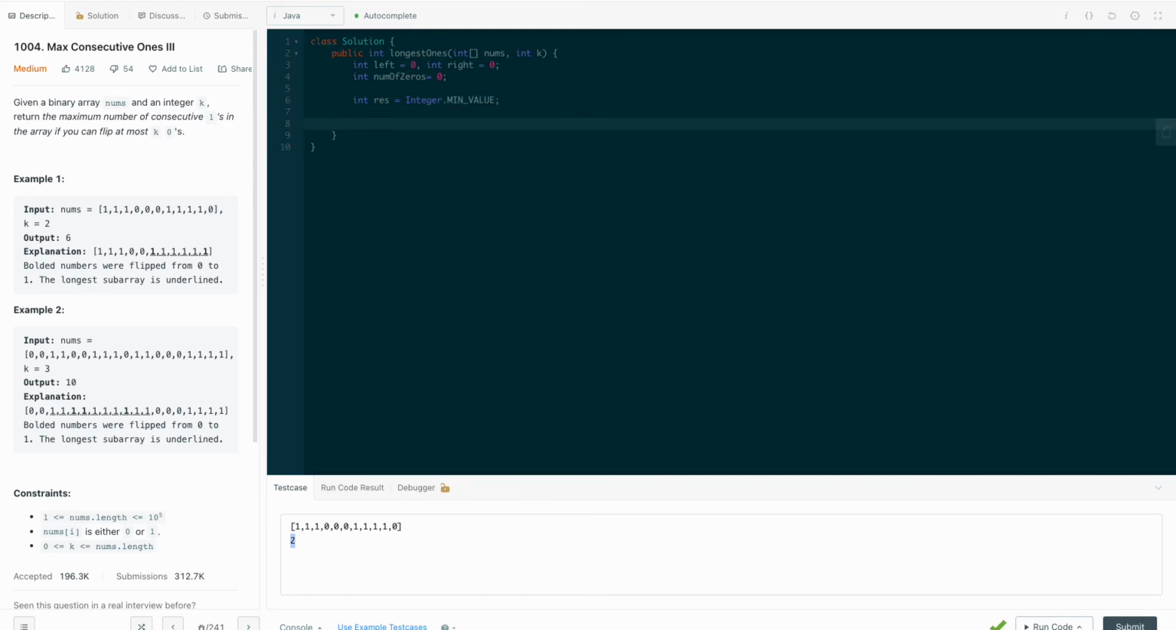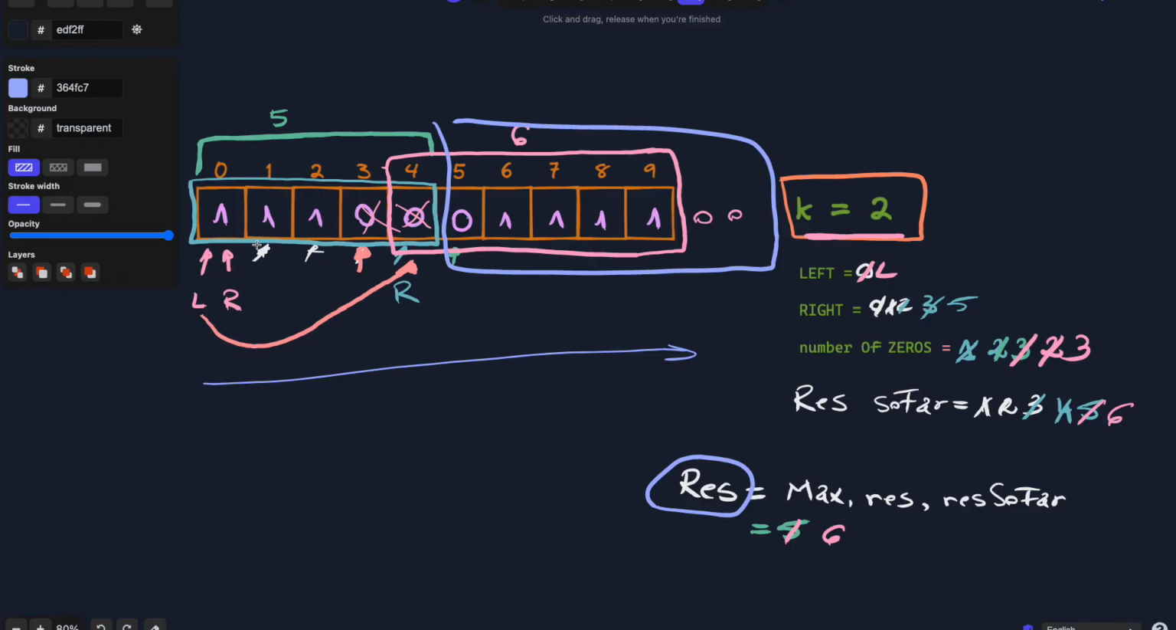Nice. So right now we know we need to traverse the whole array. So we could say while our right pointer is less than nums length, we need to do some processing right here, right? So we're gonna check first if nums of right is equal to 0. Then what we're gonna do is increment our num of zeros, so num of zeros plus plus. So we're starting here, and as soon as we find a 0, we're gonna increment this number of zeros.